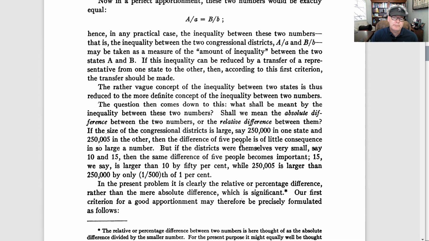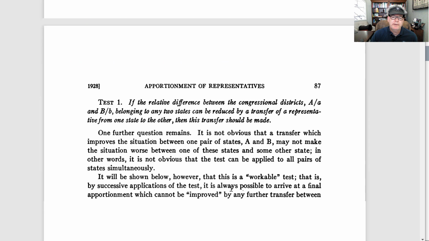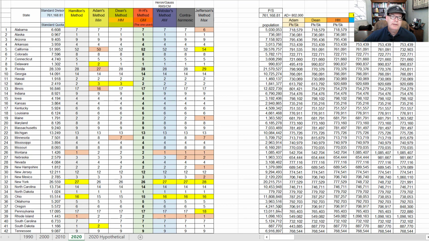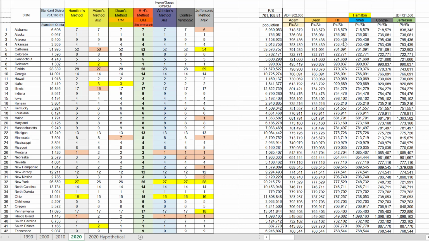So for example, 15 being 5 more than 10 is relatively more important than 250,005 being 5 more than 250,000. So those are the arguments for relative difference here, and it shows what each state optimizes. So what does Huntington Hill optimize? A little more clearly, well, you can look at it in different ways. We'll look at it through the people per seat of each state. So we have that here, people per seat.